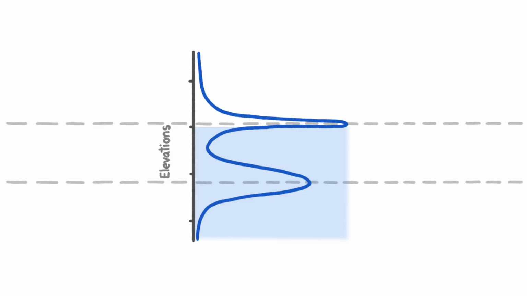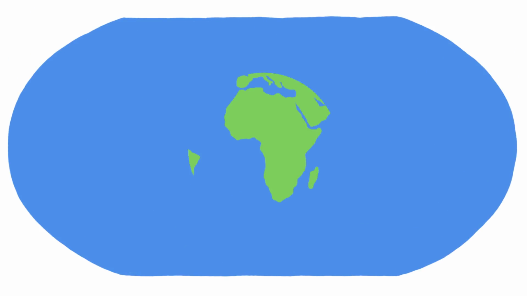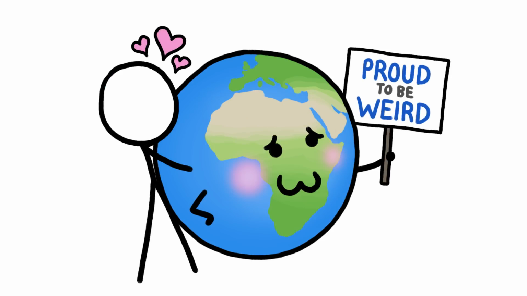And actually, if our planet's surface was more like Venus's, with its so-called normal distribution, only about 5% of it, an area a little smaller than Africa, would be above sea level, leaving not much space for landlubbers like us. Just one more reason to be glad there's nothing normal about Earth.